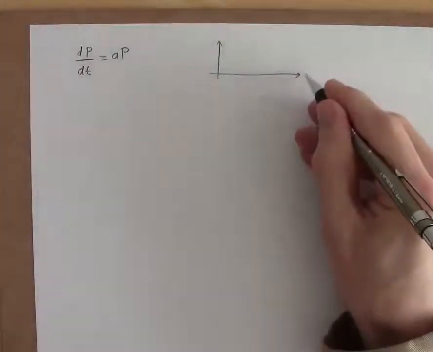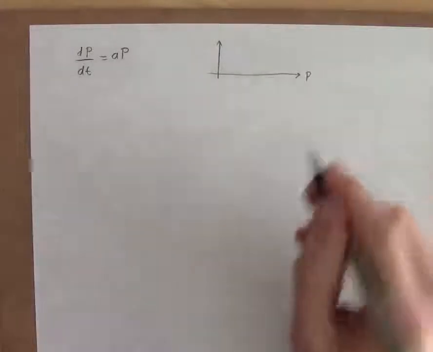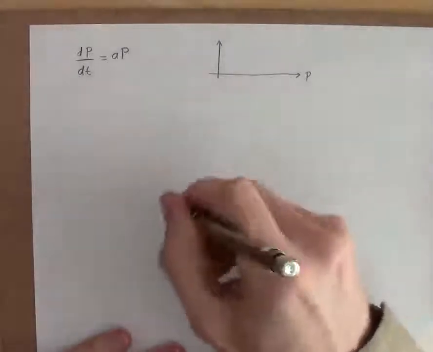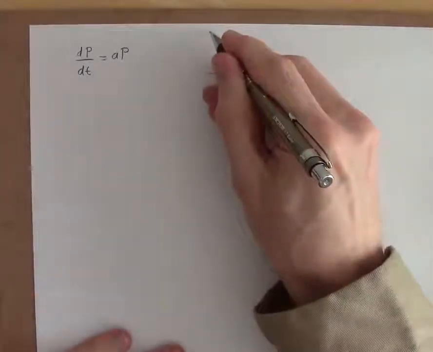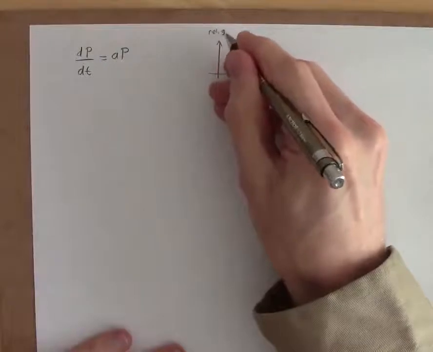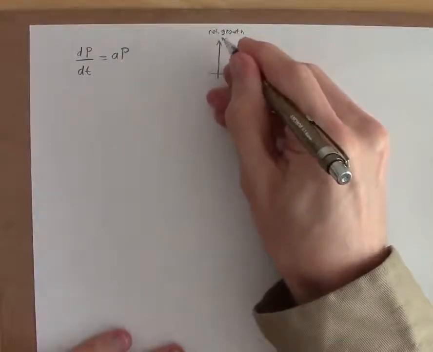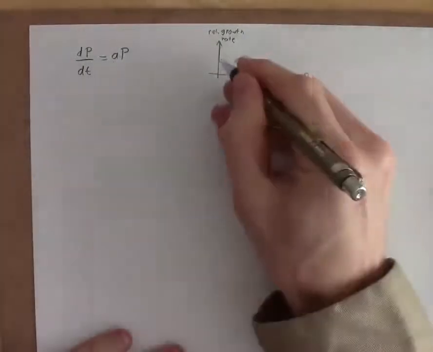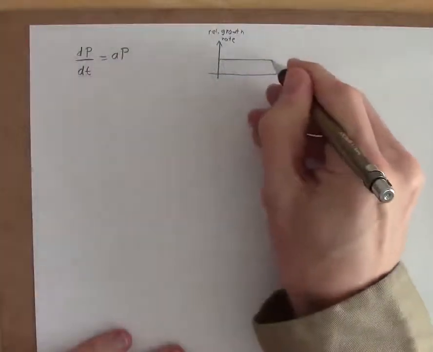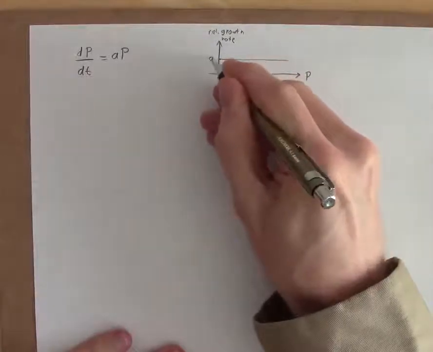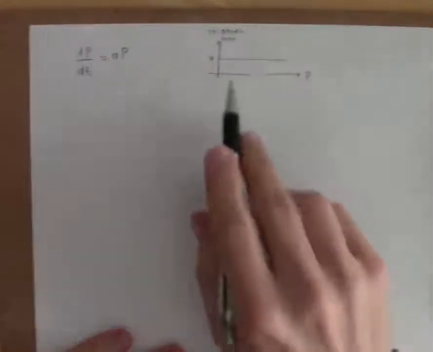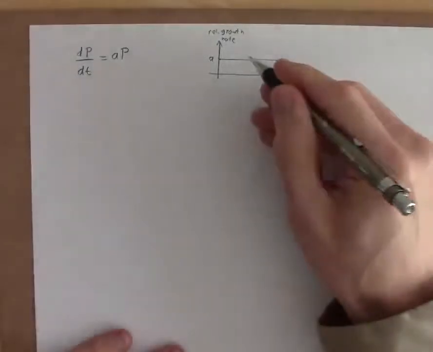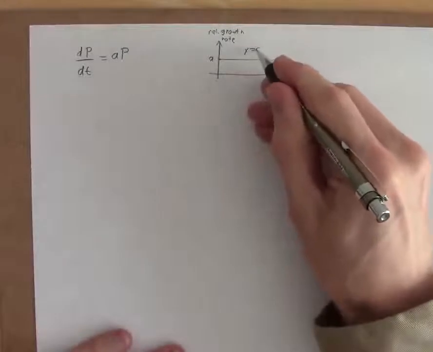So suppose we have the horizontal axis here being P, which is our population, and the vertical axis being our relative growth rate. So under this differential equation, the assumption is that the growth rate doesn't change. So it begins at A, and it stays at A no matter what the population is. So that would be an equation of y equals A.